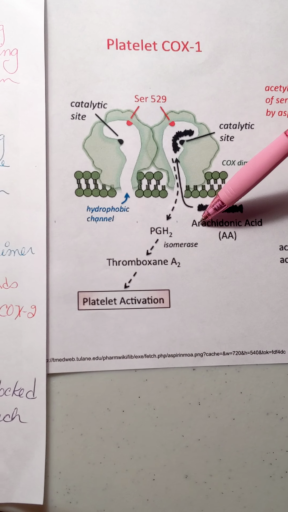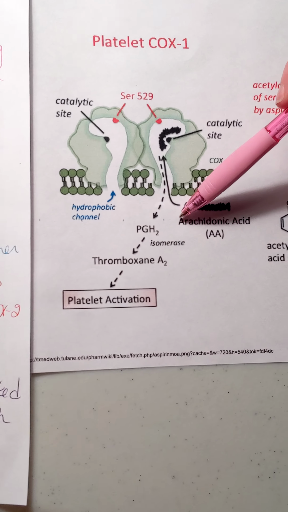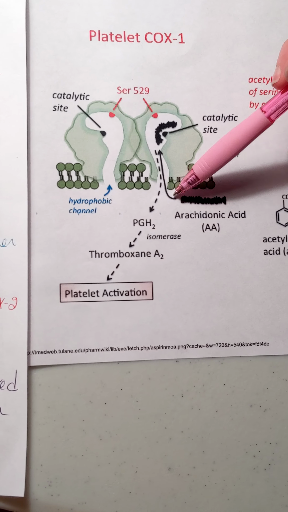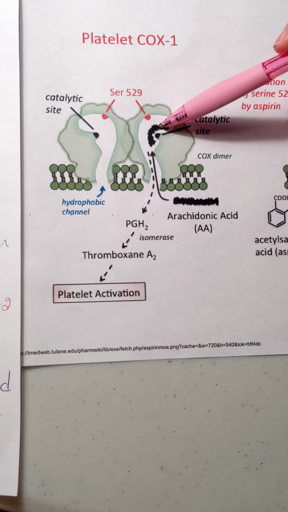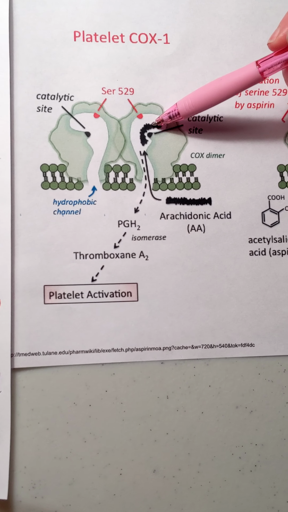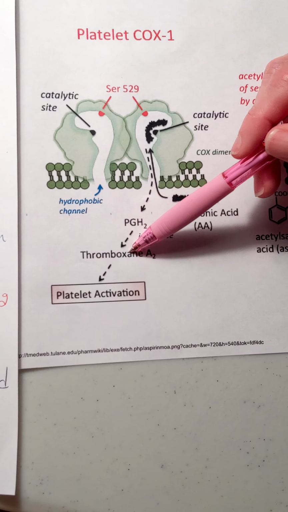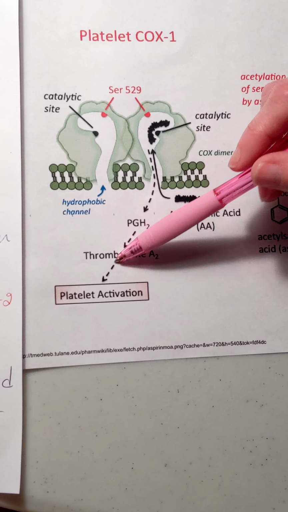And here is our arachidonic acid, and it goes in here, it comes into that catalytic site, and it starts making those prostaglandins, and that's where we see these things, where it comes out and it makes the prostaglandins.